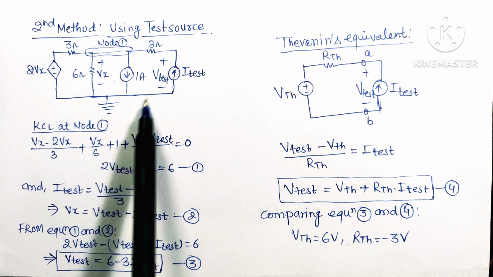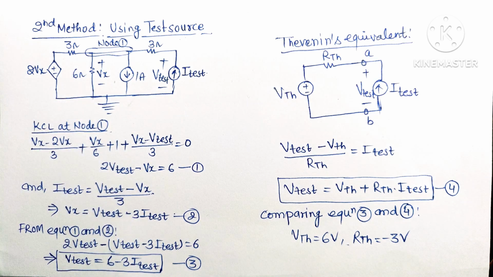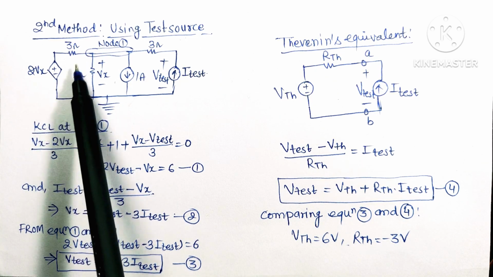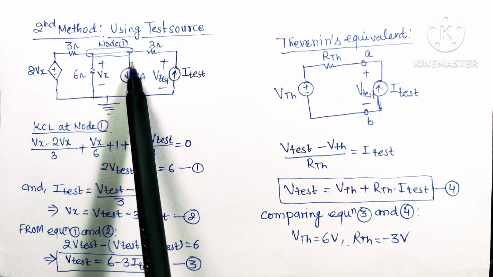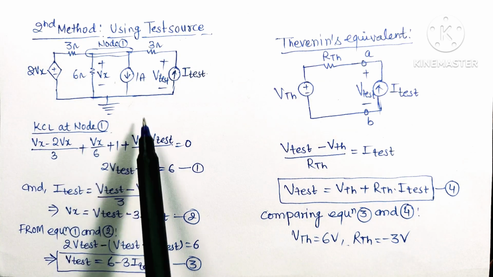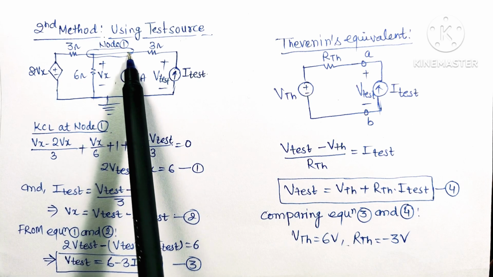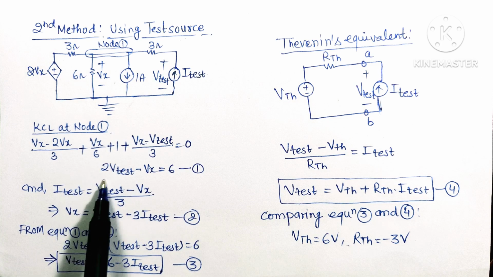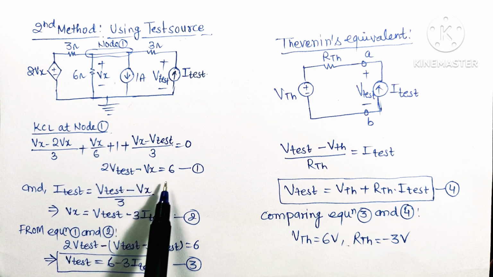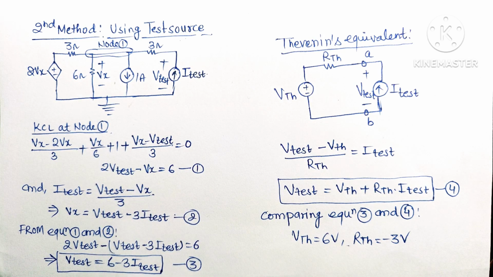If we apply nodal analysis here, then at node 1 KCL will be: (Vx minus 2Vx) upon 3, current in this branch, plus current in this branch Vx upon 6, plus current in this branch 1 ampere, plus current in this branch, (Vx minus V test) upon 3, that will be equal to 0. If we solve this equation, then we can find out 2 V test minus Vx is equal to 6. Assume it equation number 1.